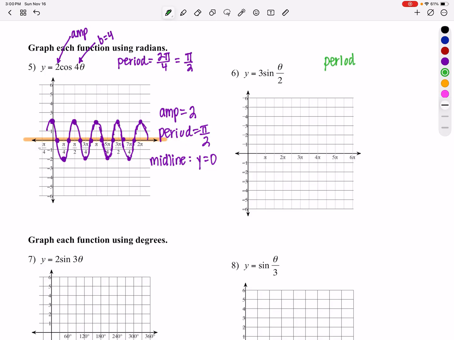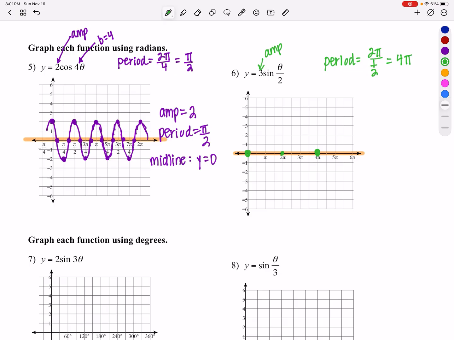So number 6 is going to have a period of 2 pi divided by 1/2. We have a midline at y equals 0 and an amplitude of 3. So sine starts at the midline, and now 4 pi later, it will end at the midline.